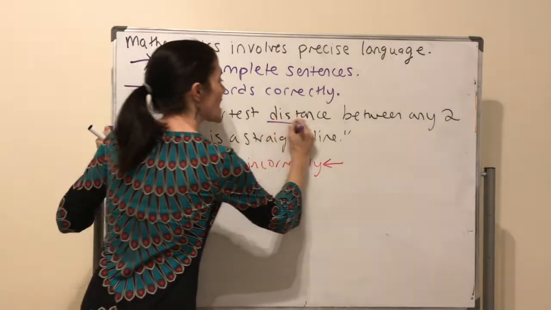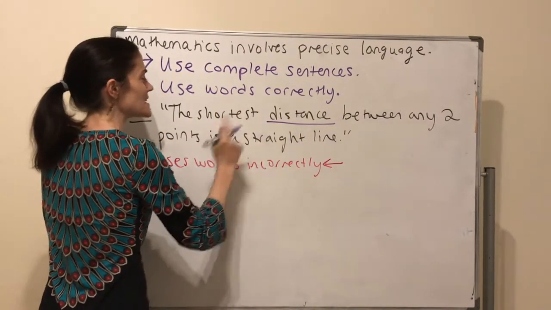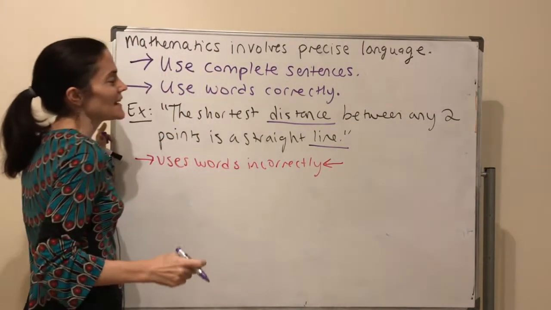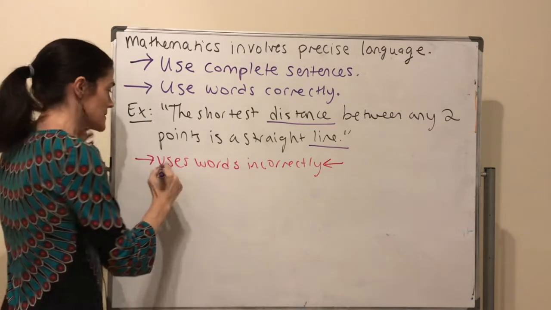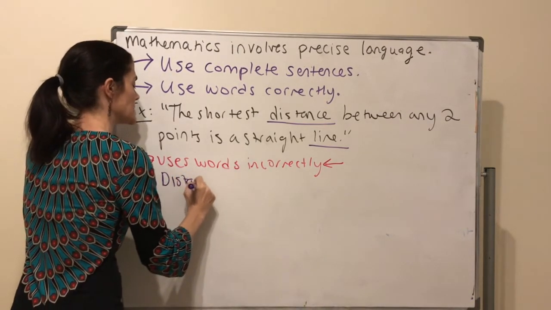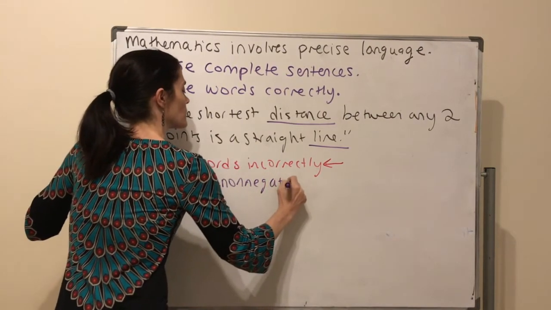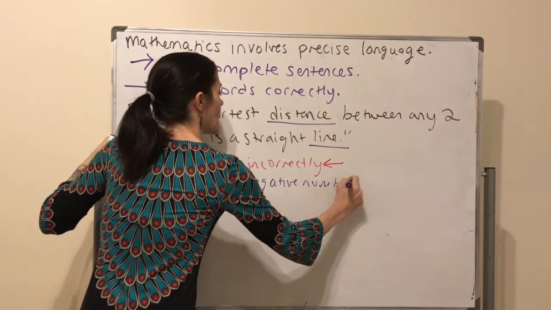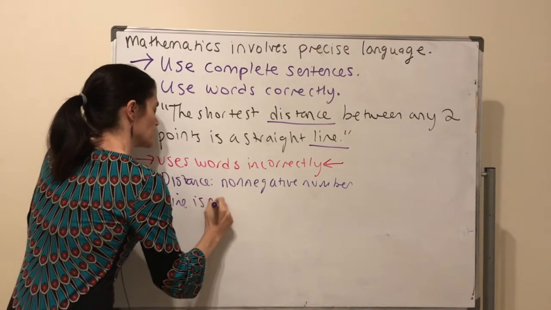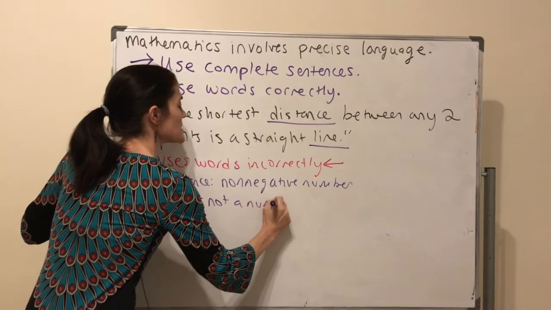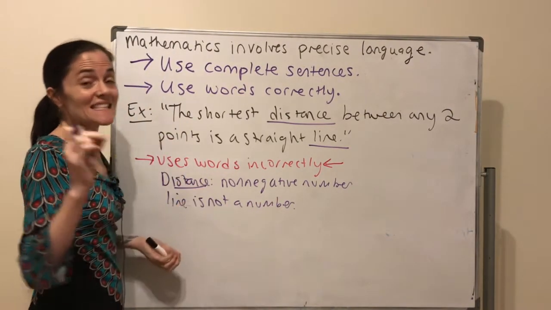And let's look. The shortest distance between any 2 points is. So this reads distance is, and then this. Now, you see how this is not an accurate use of words because distance is distance. This is a non-negative number. And a line is not a number. And so the idea is reasonable, but it's not stated accurately.